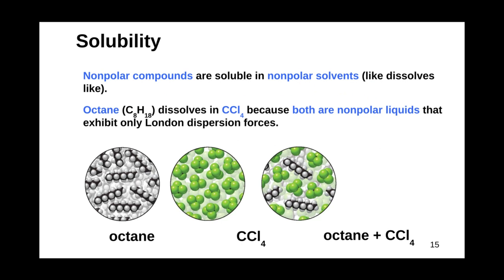Next up, we have nonpolar compounds are soluble in nonpolar solvents. And this is like dissolves like. So we can look at octane, which is nonpolar, and, shoot, I forget the name of this compound. Whatever this compound's name is, CCl4. Octane will dissolve in CCl4 because both are nonpolar liquids that only exhibit our friends, London dispersion forces. So when you mix octane and CCl4 together, you get a mixture where one dissolves in the other.